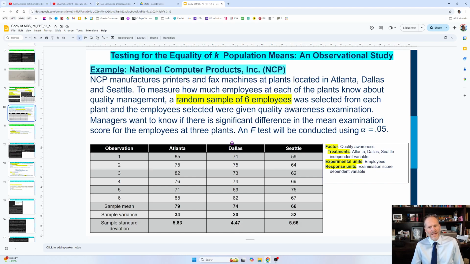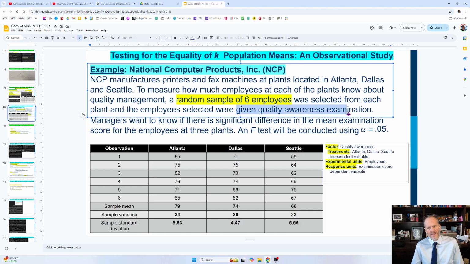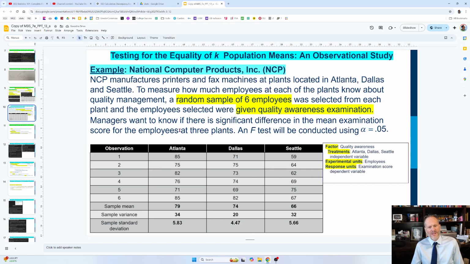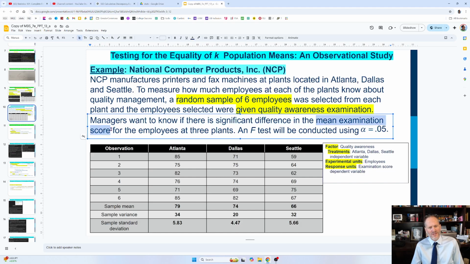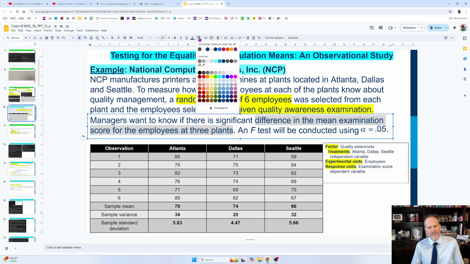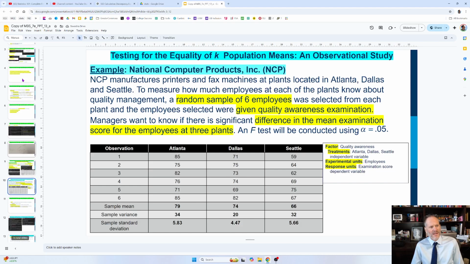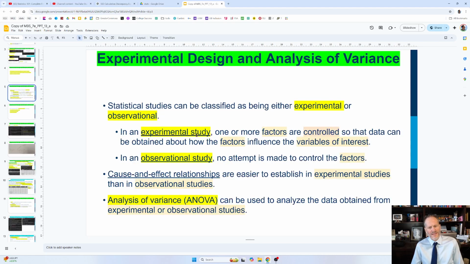We're just giving them an examination. So plant employees are selected and given a quality awareness examination, right? We're assessing them. We're observing where they're at right now. And so managers want to know if there's a significant difference between the mean examination score for employees at the 3 different plants. So it's an observational study. So that's just to illustrate the difference between an experimental study, one where one or more factors are controlled.